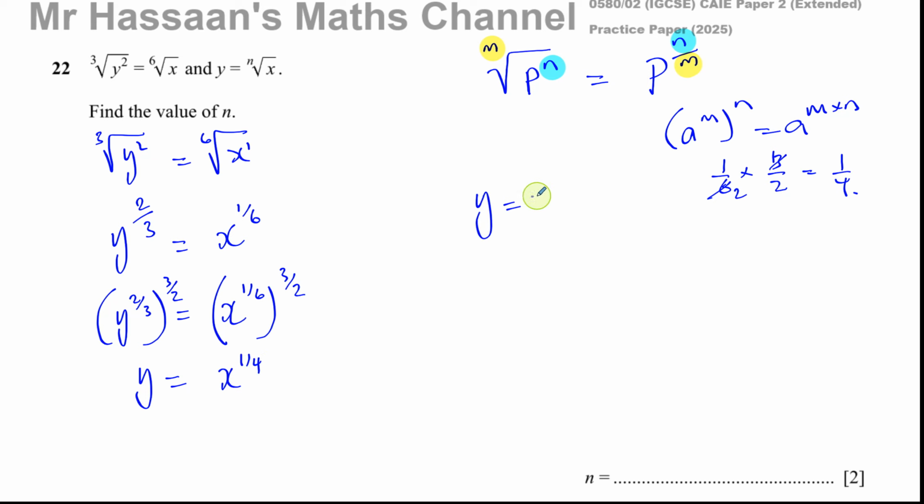So if y equals x to the power of 1/4, we can rewrite this in surd form because our n is the number that is a root. So this is going to be the same as the 4th root of x to the power of 1. So n equals 4. Okay, so I think this makes life way easier if we write things in index form when we have letters to deal with and then manipulate it to what we need. So there's your answer to question number 22.